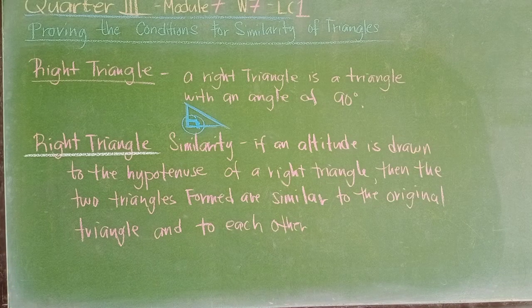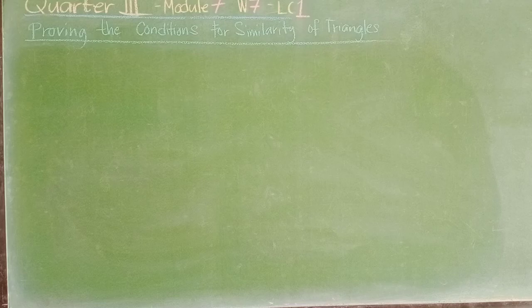Now, right triangle theorem or right triangle similarity theorem: if an altitude is drawn to the hypotenuse of a right triangle, then the two triangles formed are similar to the original triangle and to each other. So, makakabuo ka ng tatlong triangle na similar sa isa't isa. So, for instance, ganito yung scenario for right triangle similarity theorem.